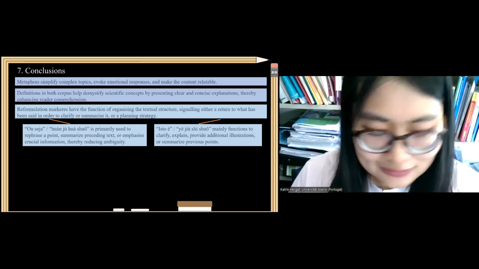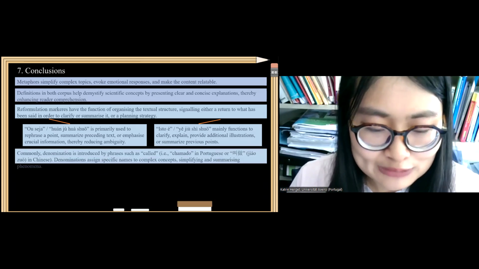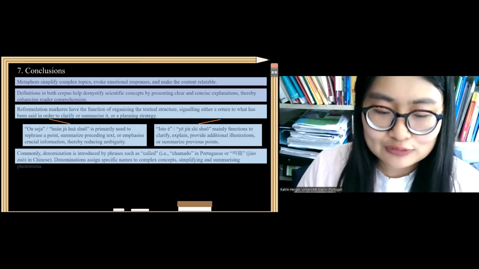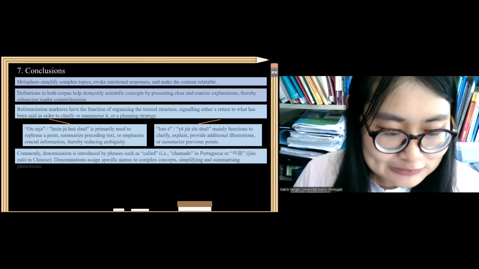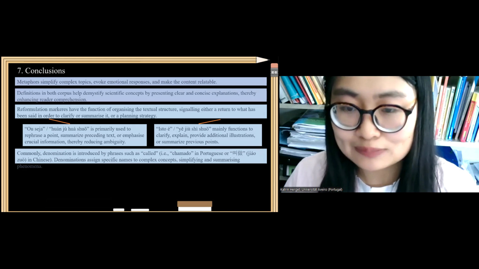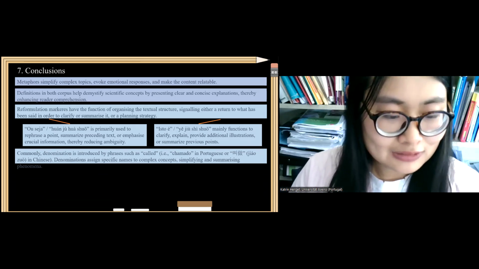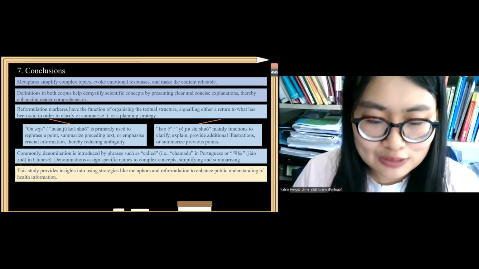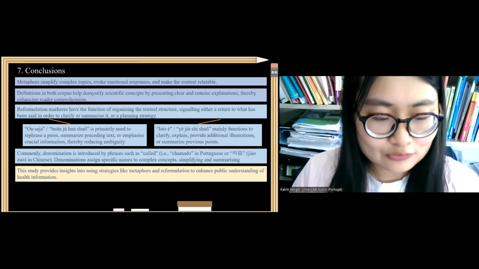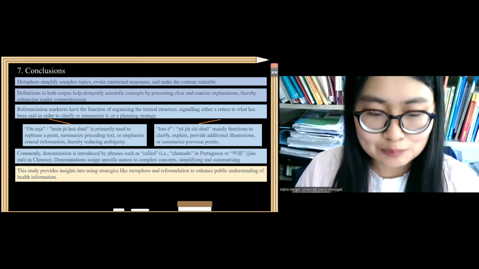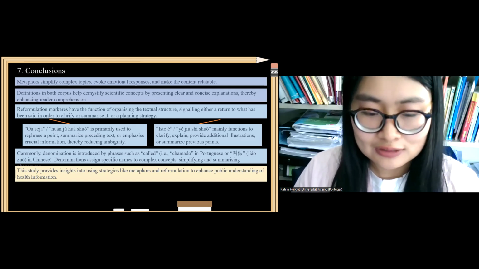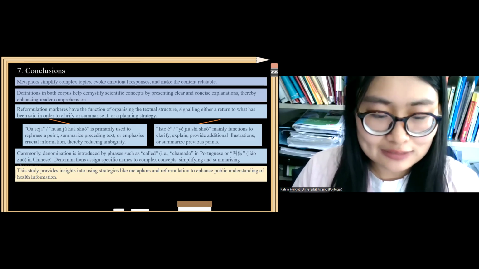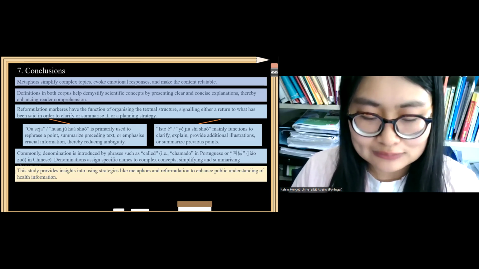And commonly, denomination is introduced by phrases such as "called." Denominations that we found assign specific names to complex concepts, simplifying or summarizing. This study provides practical insight for public health communication, highlighting the use of language strategies such as metaphors and rephrasing to create more accessible and engaging content, enhancing public understanding and acceptance of health information.